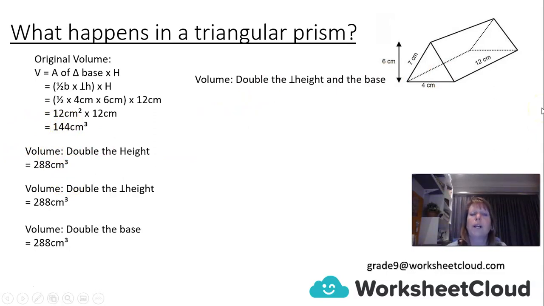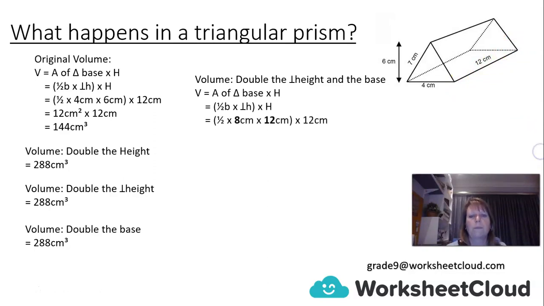Okay, so now we're doubling two of the measurements, the perpendicular height and the base. So that one is going to be 12 and that one's going to be 8. But this one stays 12. Okay, so there's our formula again: half base times perpendicular height times the height of the prism. We're going to go half times 8 times 12 and then times that by 12.